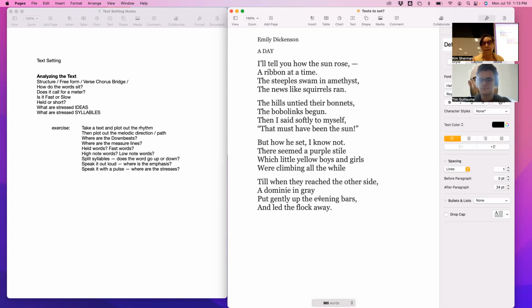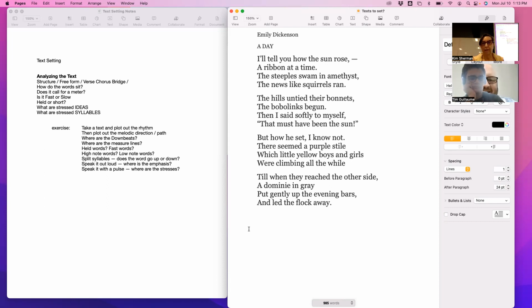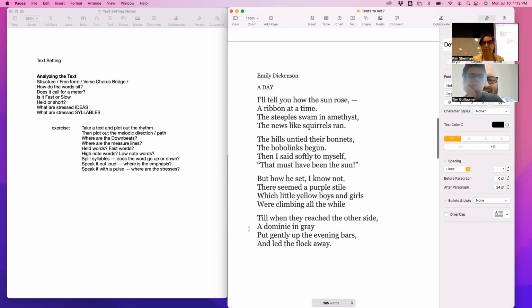In gray. So the school kids, and then he leads them away at the end. It goes through a whole day, this little tiny poem.